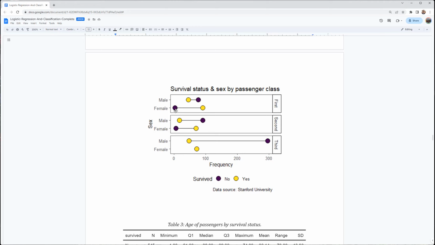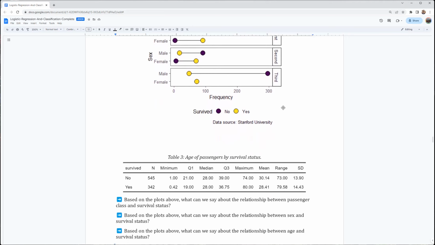And female first class passengers, here's the number who died. It's very close to zero. So if you were a female first class passenger on the Titanic, it looks like nearly all of them survived. And then second class passengers, it's somewhere in between. But for every group, we noticed that males within each group had a higher likelihood of dying than females, regardless of class. Although the difference seems to vary by class.